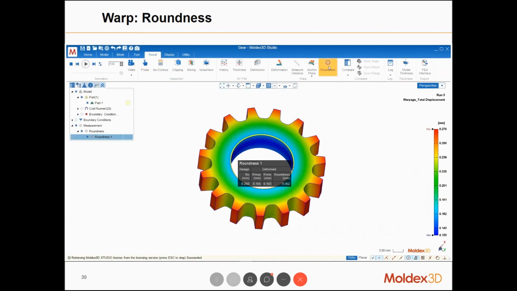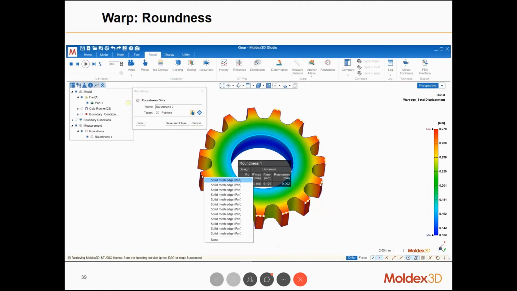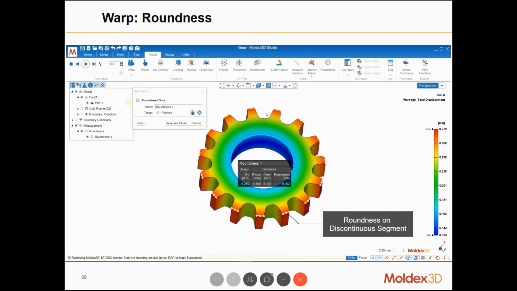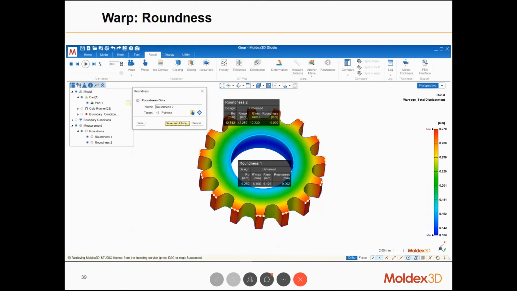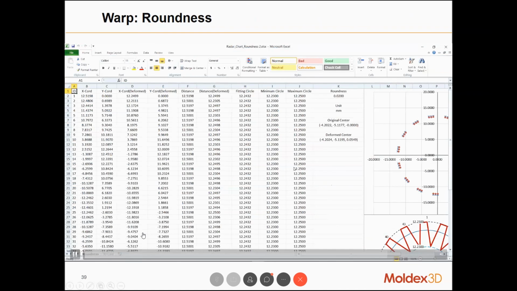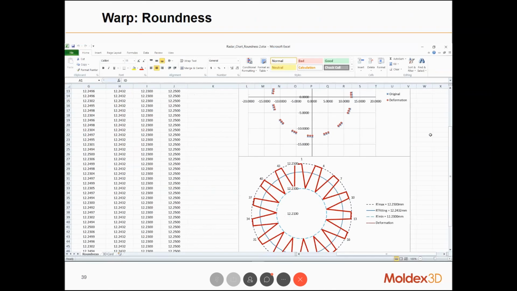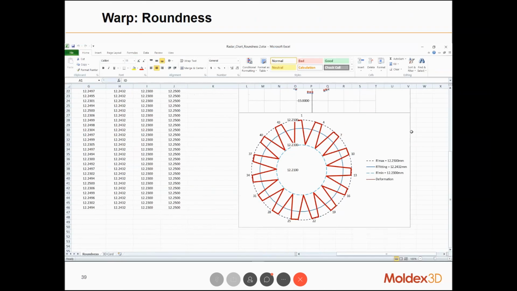And in here, I will show you again how to measure the roundness. Okay, so if you use the roundness function, don't forget to see the Excel file because the Excel file can show you a lot of details.